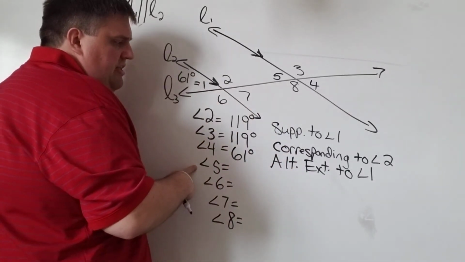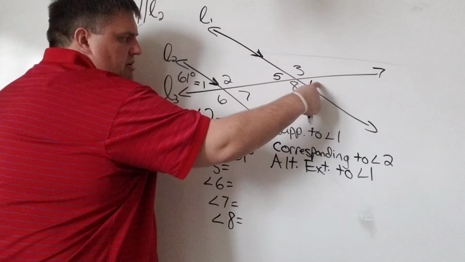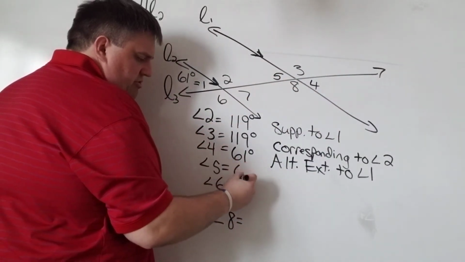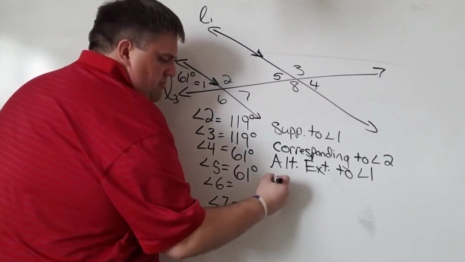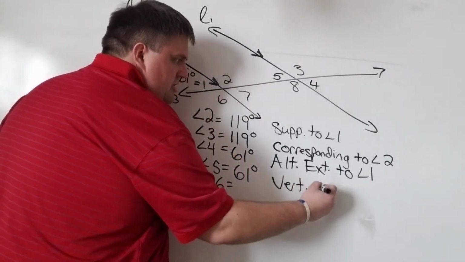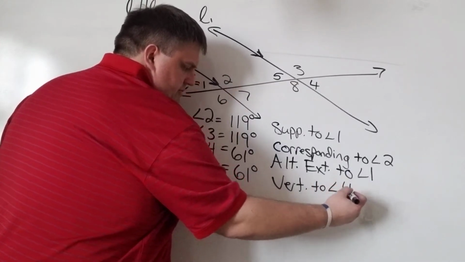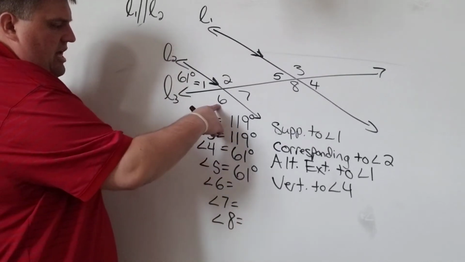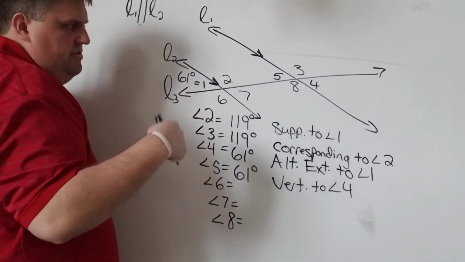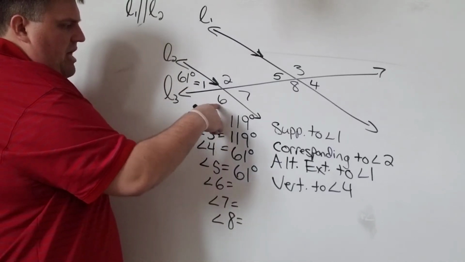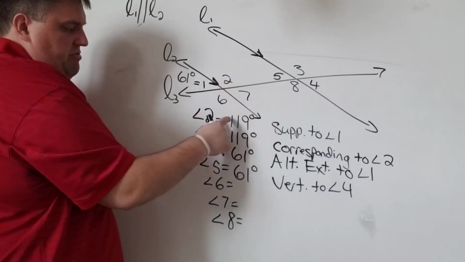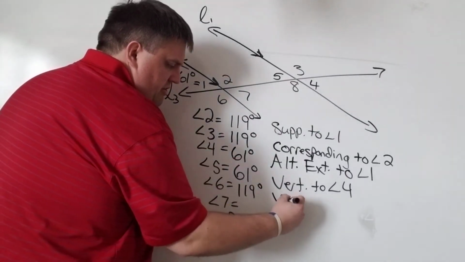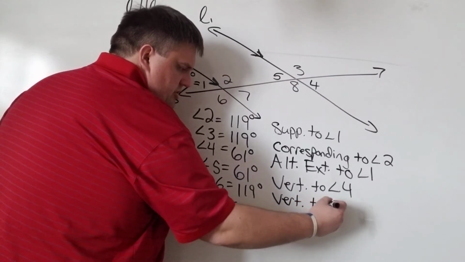So angle 5, well, angle 5 is the same as angle 4, right? Because those are vertical angles, so I know that these are congruent. So angle 5 is also 61 degrees because it's vertical to angle 4. And then angle 6, again, you can use your favorite method from there. I'm just going to use vertical to 2 because we know 2. So angle 6 has to also be 119 degrees because it's vertical to angle 2.